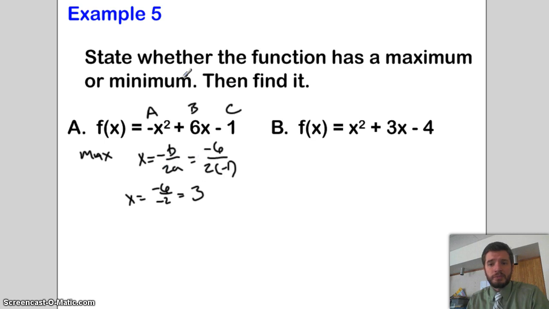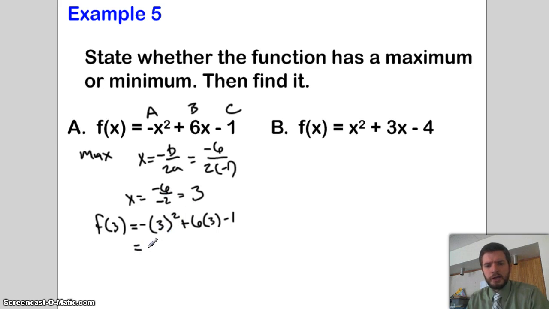Now, in order to find what the maximum or minimum is, I need to find the y coordinate. So I'm going to plug 3 in for x. I'll find f of 3, which is -3 squared. Be careful with how you write that. Plus 6 times 3 minus 1. So square it first. 3 squared is 9, and then make it negative. So -9 plus 18 minus 1. -9 plus 18 is 9, and then 9 minus 1 is 8. So f of 3 equals 8.